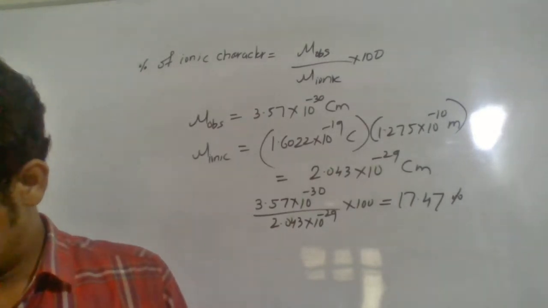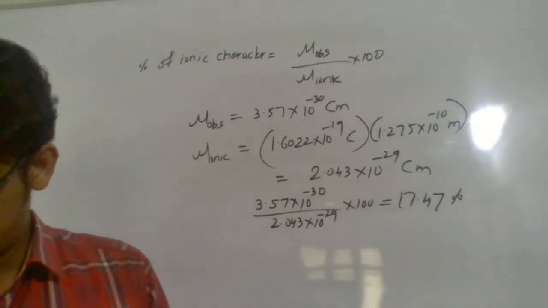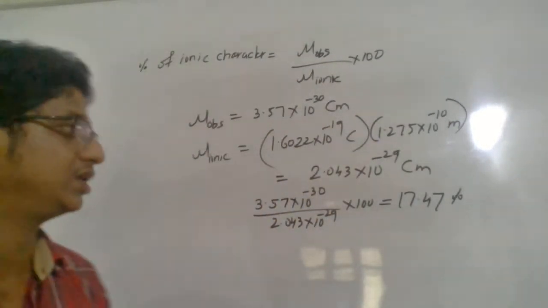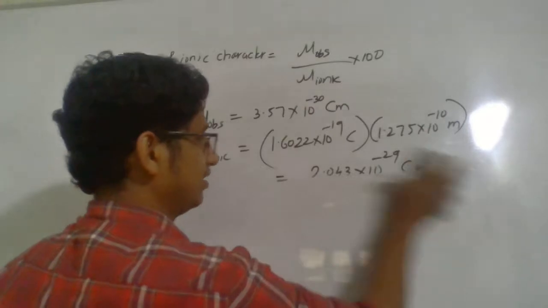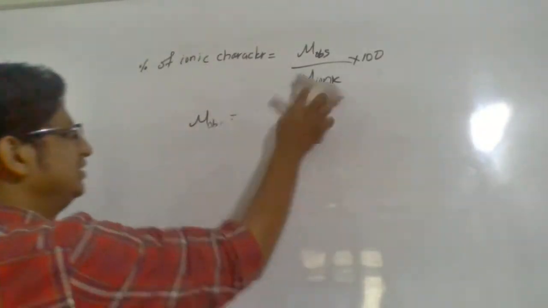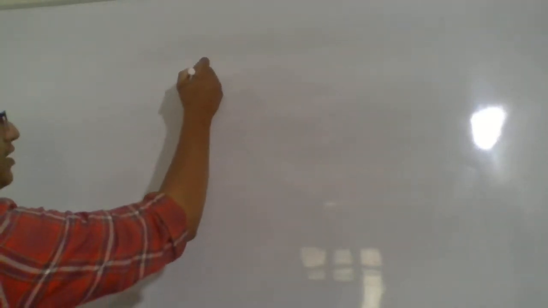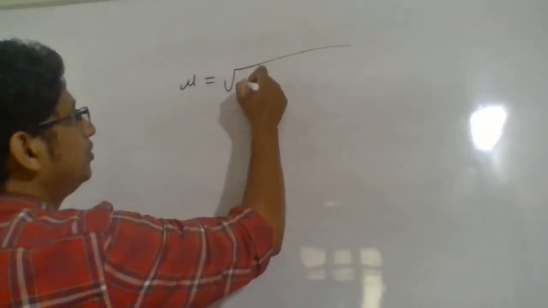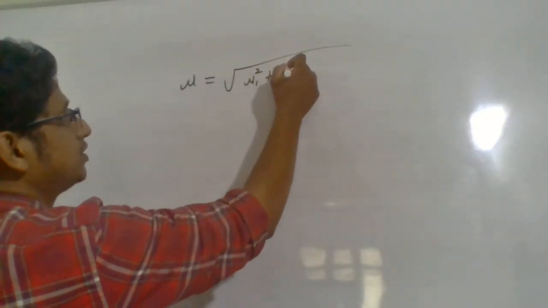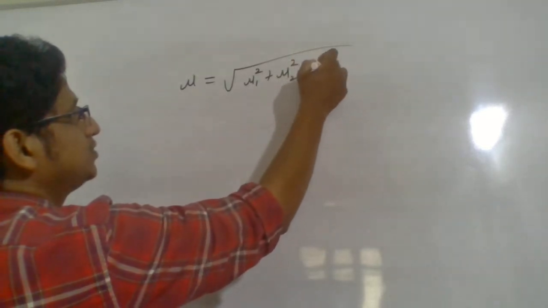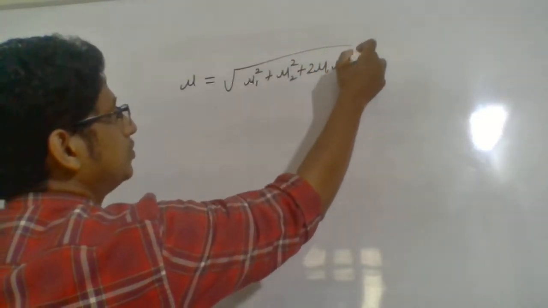Now let us think about dipole moment and the dipole moment of different structures. Let us have a discussion of that. The shape of the molecule is very important in deciding the dipole moment. Now we can find the resultant dipole moment using the equation mu equals the square root of mu1 squared plus mu2 squared plus 2 mu1 mu2 cos theta.